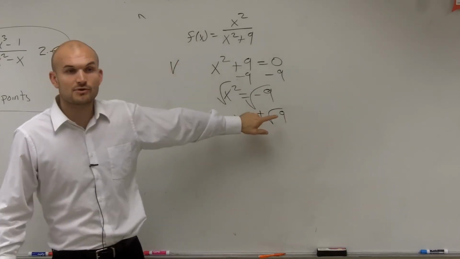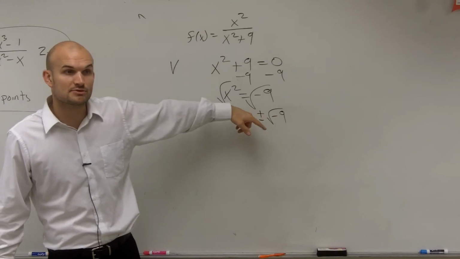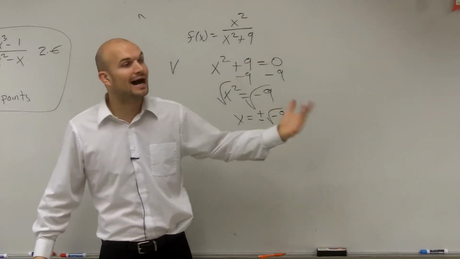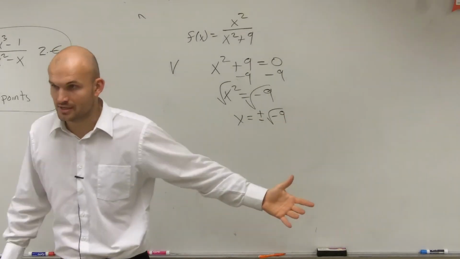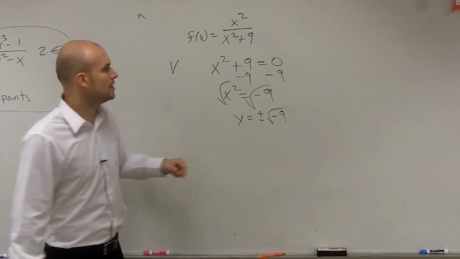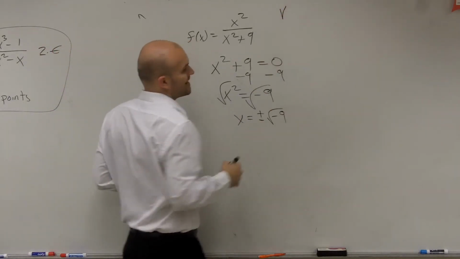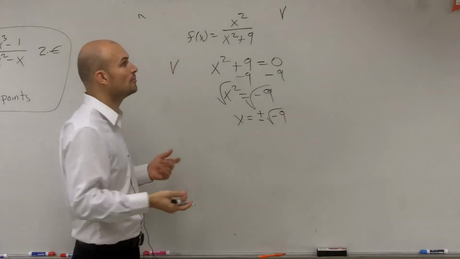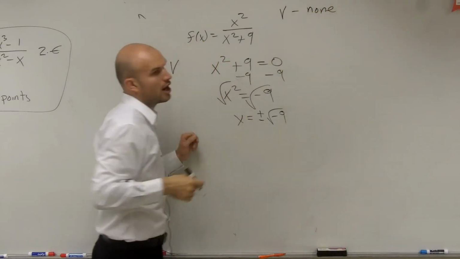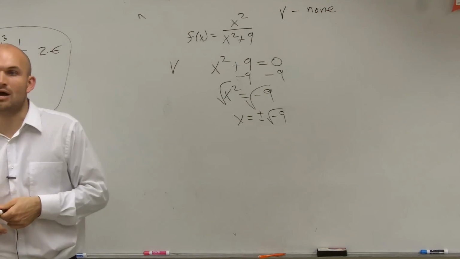We understand, though, with the principal square root property, the square root of negative 9, we're going to take out the negative. That means we're going to have i. Remember, i represents imaginary numbers. So do we have a real value that we could graph? No. For an asymptote, we don't have any. So we're just going to say none. There are no vertical asymptotes for this problem.